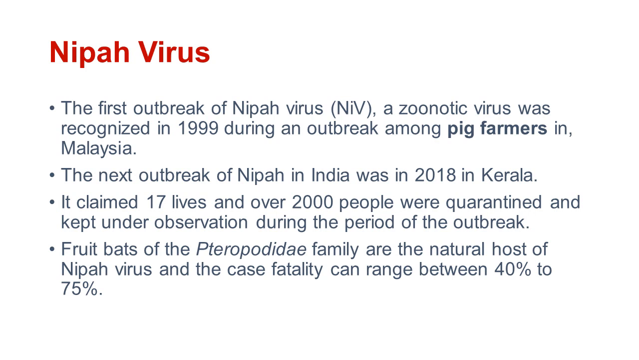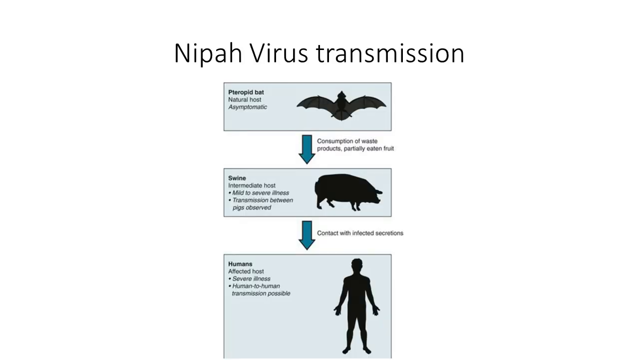This happened due to a few bats of the Pteropodidae family. They are the natural host of the Nipah virus. When the virus is present in the bat, it is asymptomatic. When the bat consumes a particular fruit, and this fruit is then consumed by a pig, the virus is transmitted from the bat to the pig.